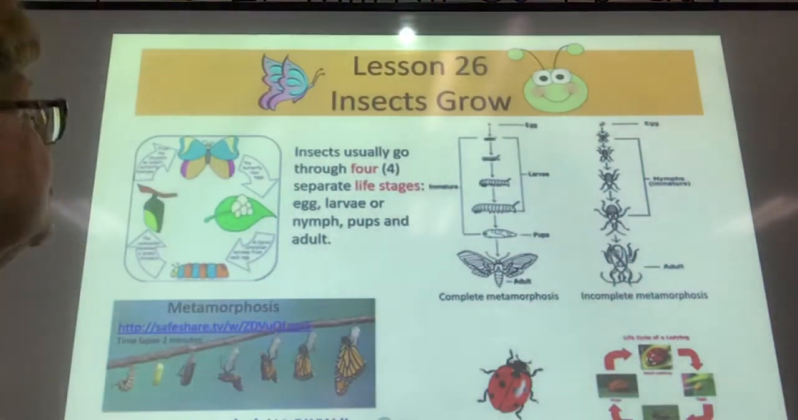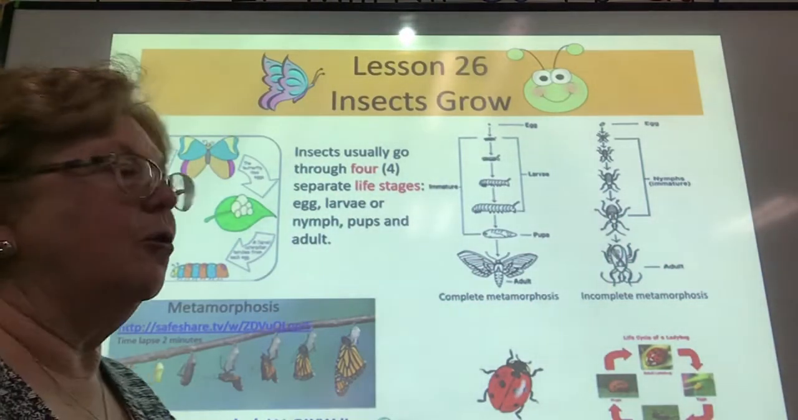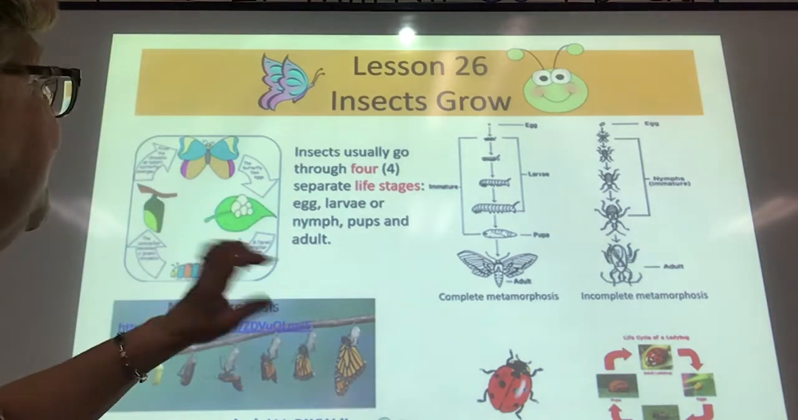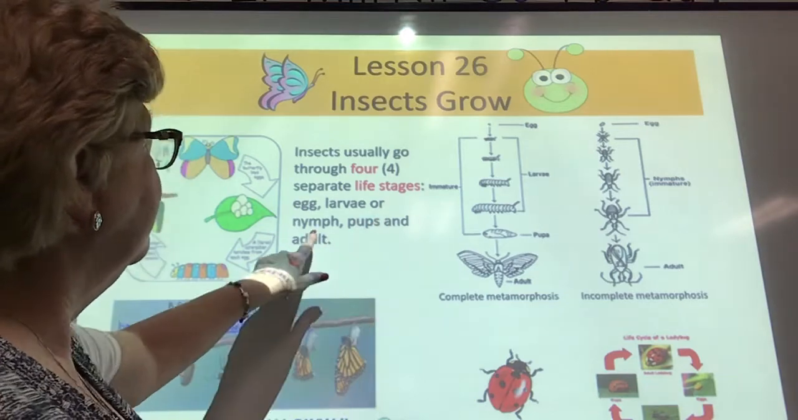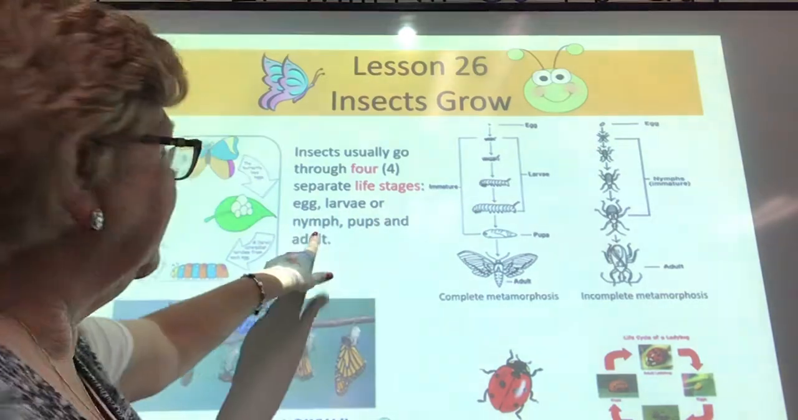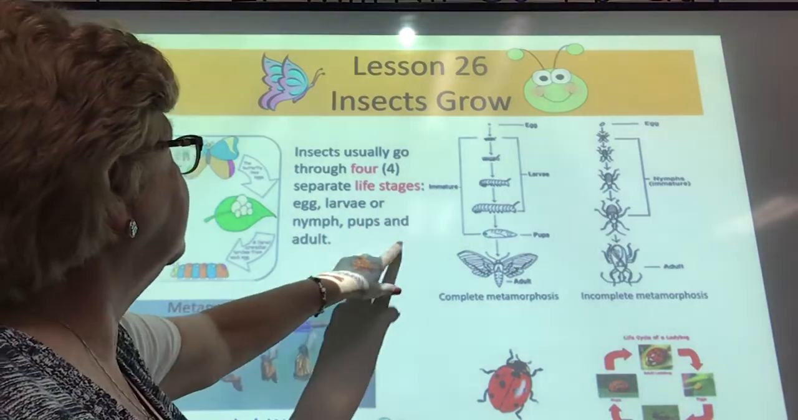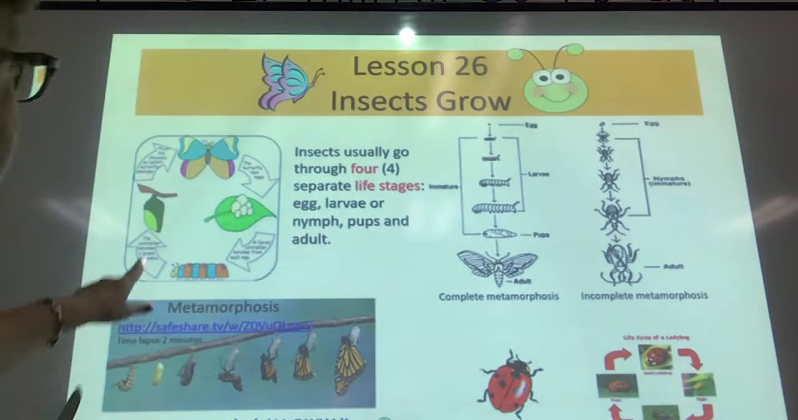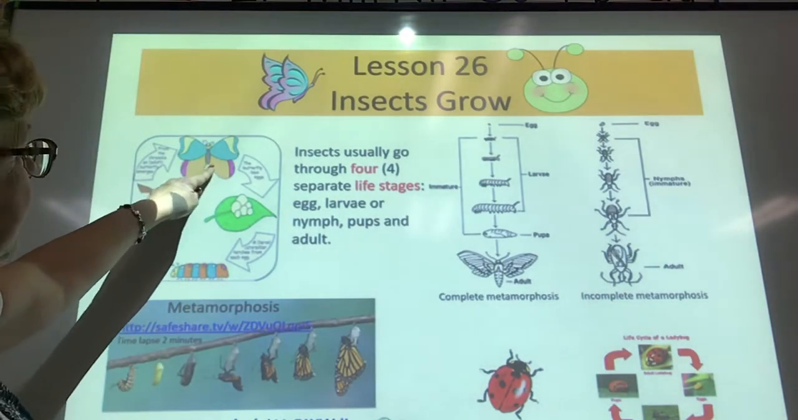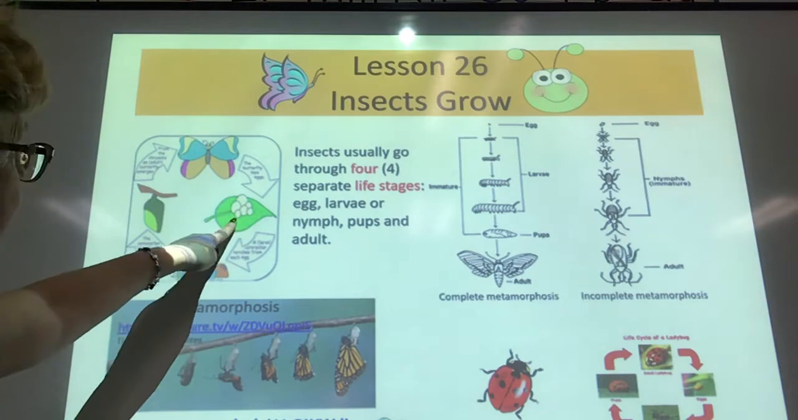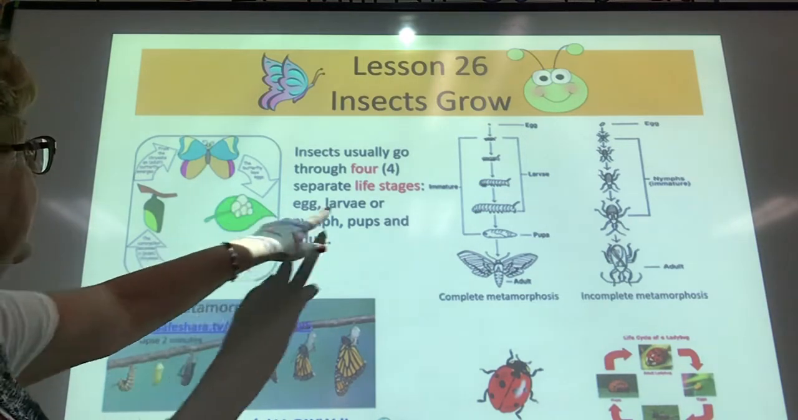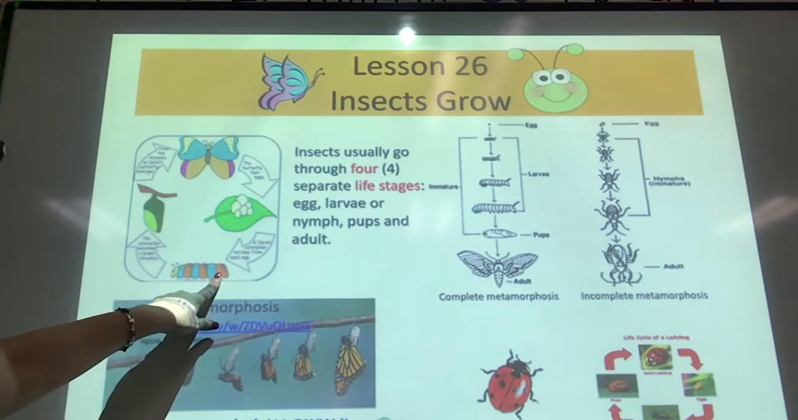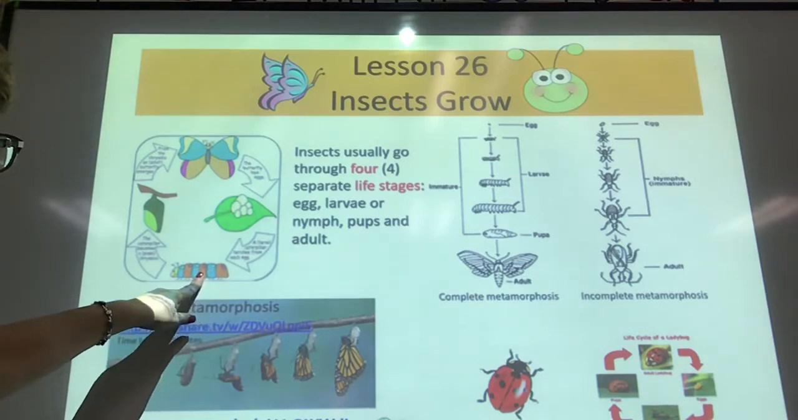So how do insects grow? Well, insects grow in 4 separate stages: the egg, the larva or the nymph, the pupa, and the adult. So we have the butterfly. He lays the egg, and then we have, like it says, the egg, then the larva, or the nymph, and it becomes the caterpillar, right?